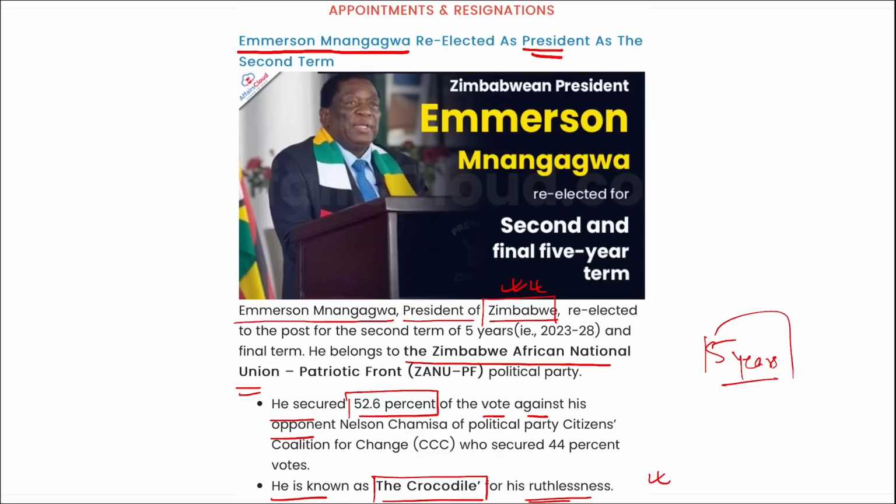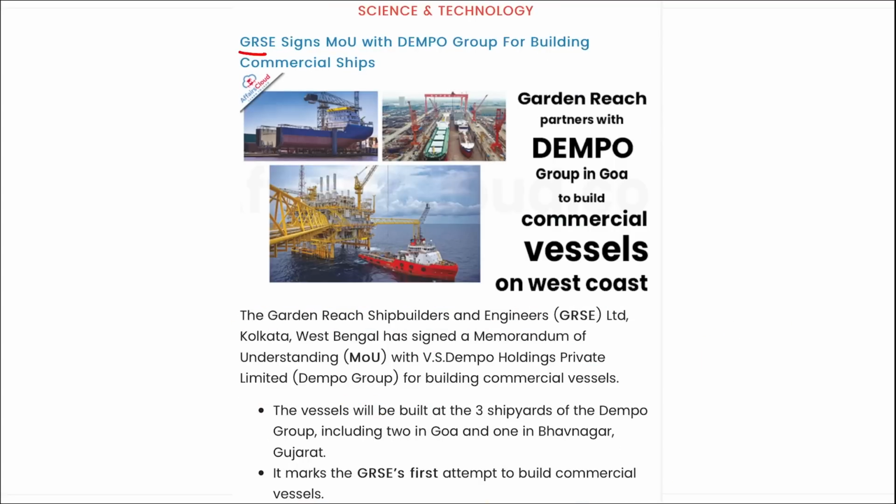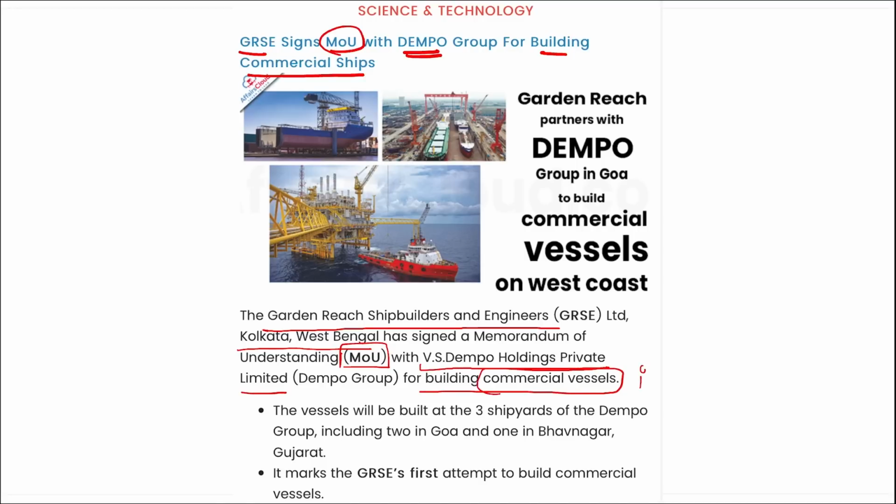Remember this also. Next, GRSE has signed a memorandum of understanding with Dempo Group for building commercial ships. I repeat, the Garden Reach Shipbuilders and Engineers Limited of Kolkata, West Bengal, recently signed a memorandum of understanding with VS Dempo Holdings Private Limited for building commercial vessels. Important, take a note of it.